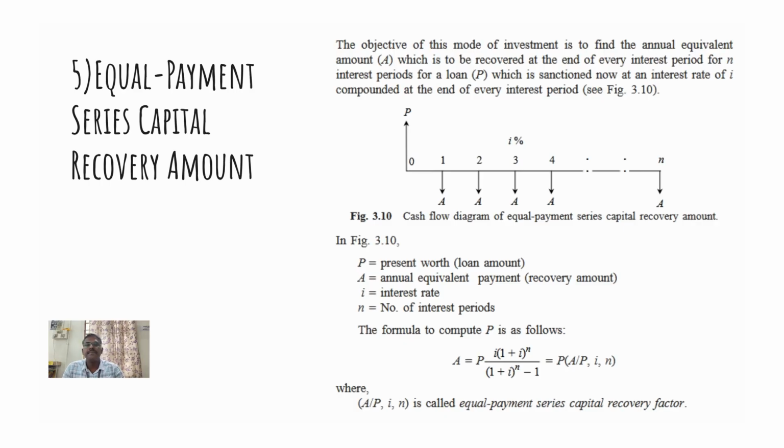which means A, which is to be recovered at the end of every interest period for n interest periods, for the loan amount called P, which is sanctioned now at the interest rate of i compounded. So it's like a loan, right?